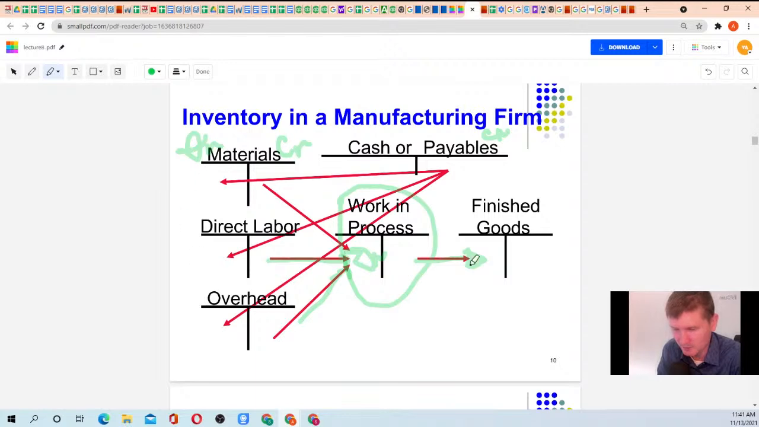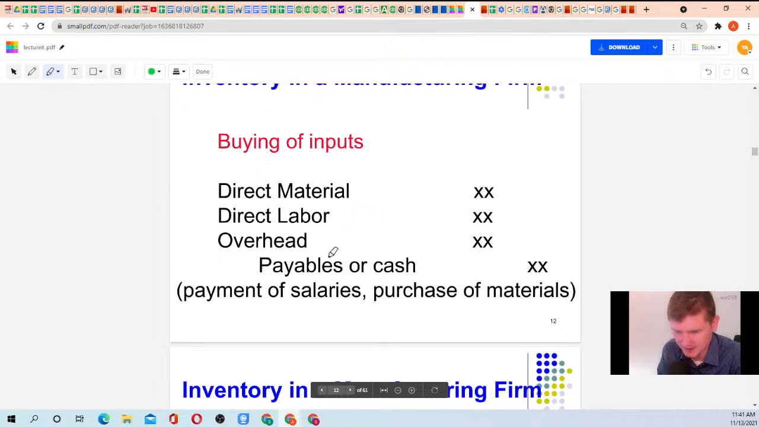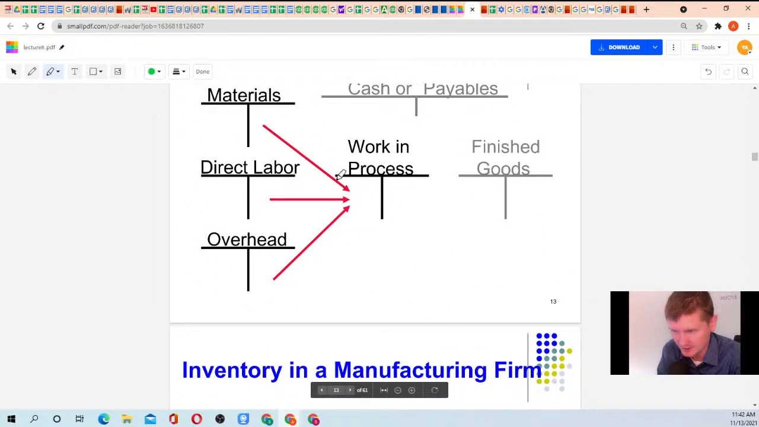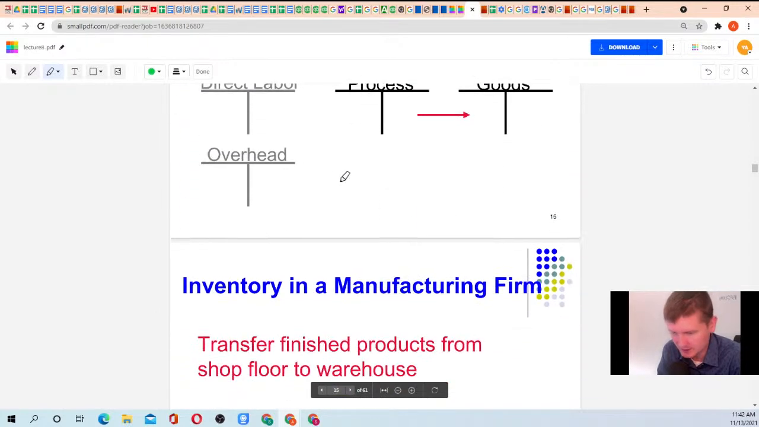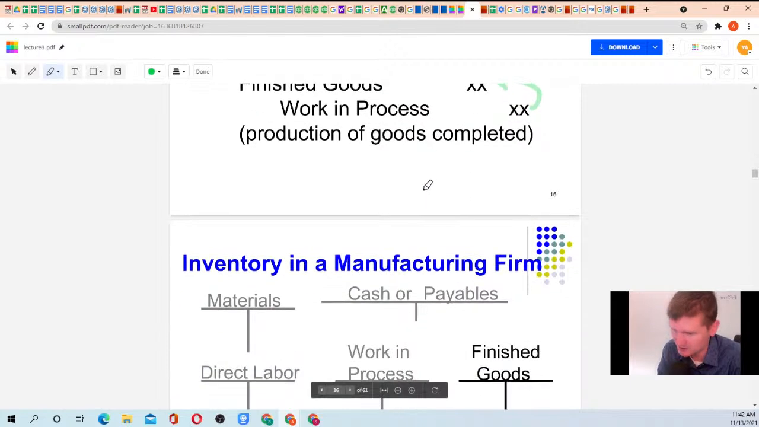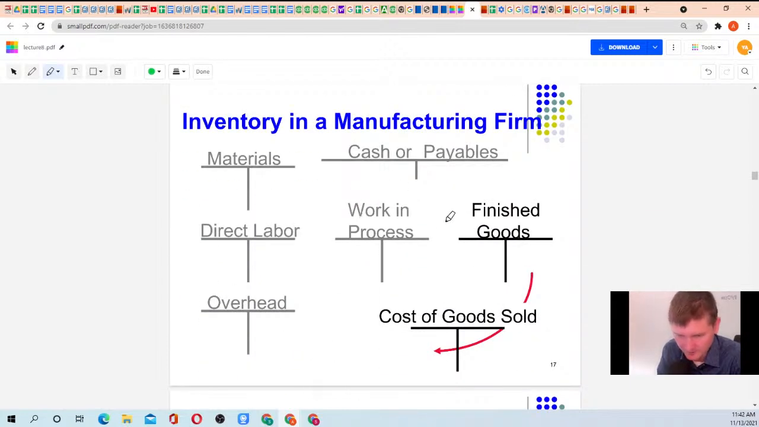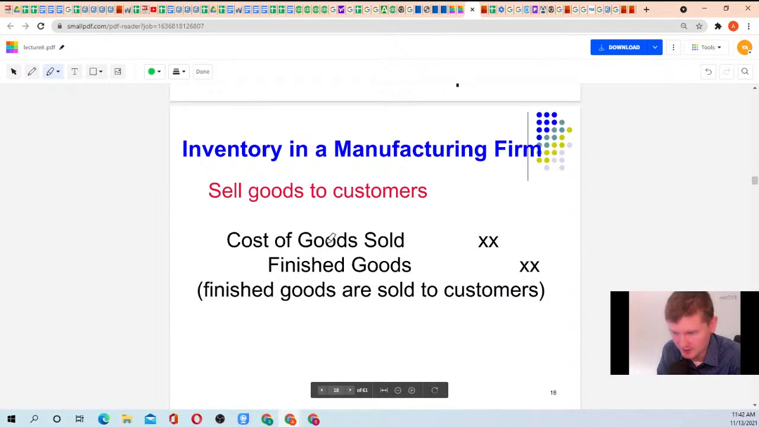Okay, so that's the movement of inventories. That's all of that. That's our debits and credits. We already covered buying of inputs, everything going into work in progress. We reflected on such an example. Finished goods: reclass from work in progress to finished goods. That's what we covered. Finished goods, cost of goods sold: debit cost of sales, credit finished goods.